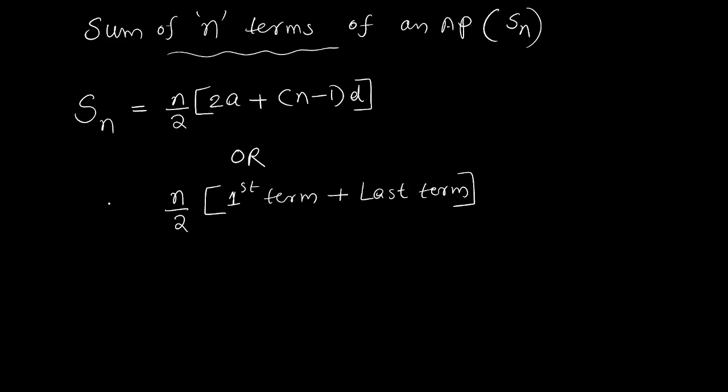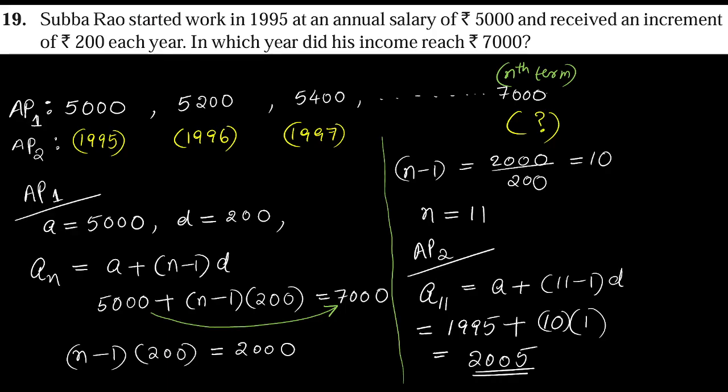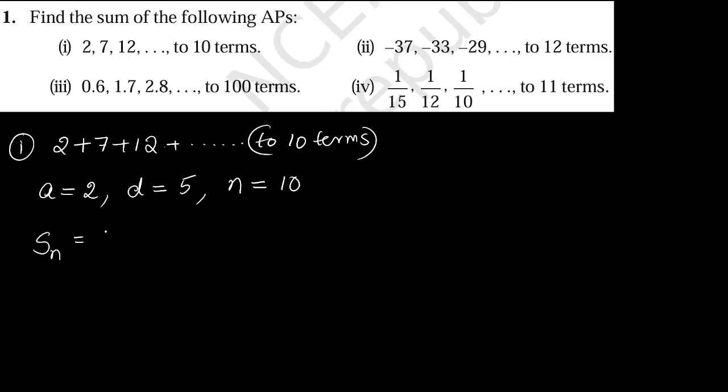We prefer the first formula. Normally we prefer the first formula. So n by 2, let me write the formula: n by 2 into 2a plus n minus 1 into d. This is the formula. You simply substitute all the values. Just substitute the values. n is 10.